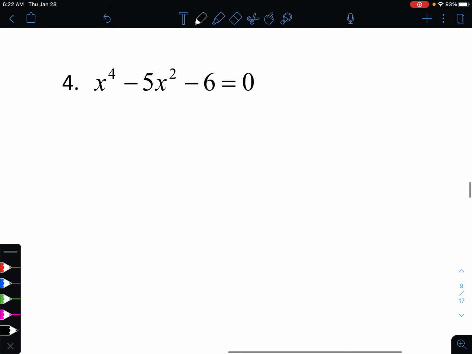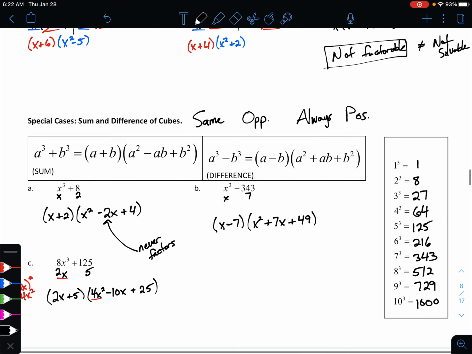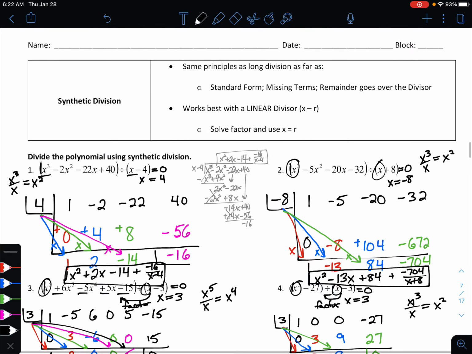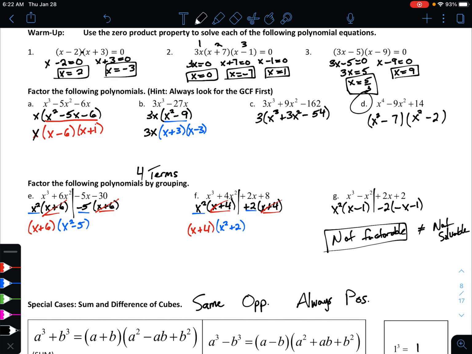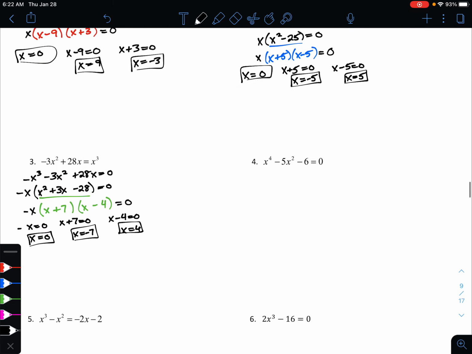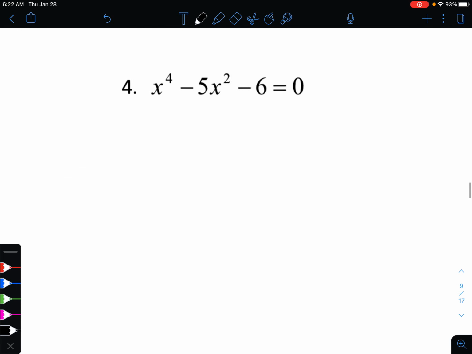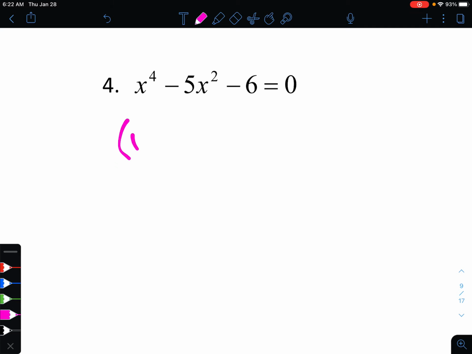All right. So for number 4, we're going to factor this very similar to a problem we saw before. We're going to factor it very similar to what we did for example D here on the first page. In other words, we're going to try to factor it like normal and just use x squared as our variable instead of just x. So in other words, we're going to look for numbers that multiply to be negative 6 and add to be negative 5.